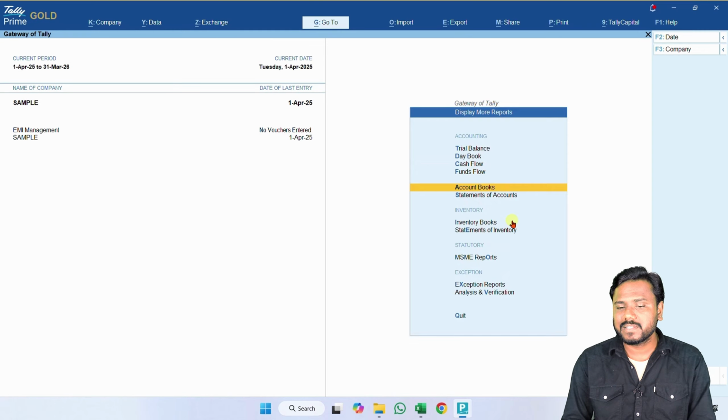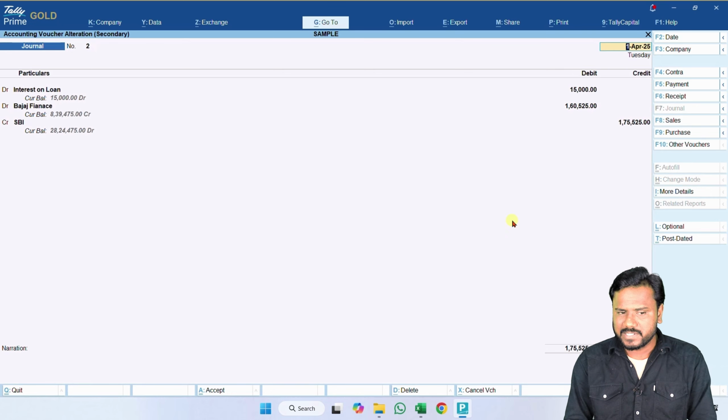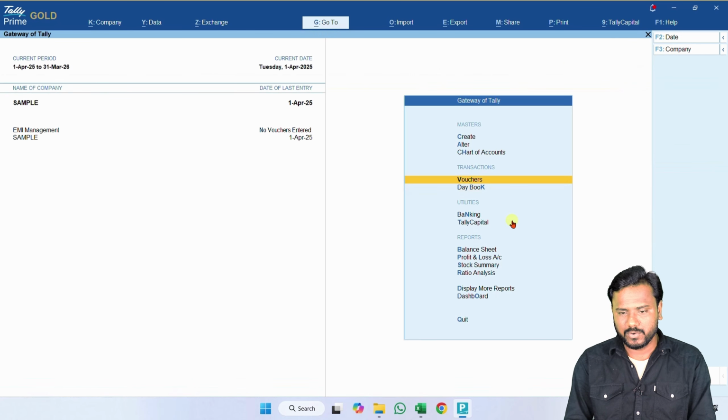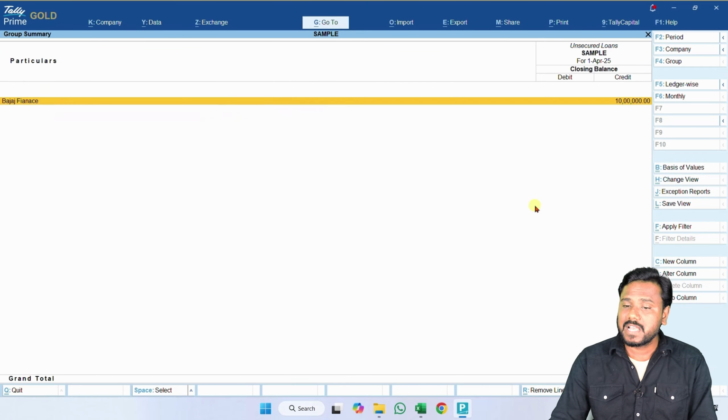So let me delete the transaction which I recorded just now. I go and say, so this is the one I would like to delete. Yeah. So what I do now is go to vouchers. So we already saw that Bajaj Finance has what balance? Credit balance.